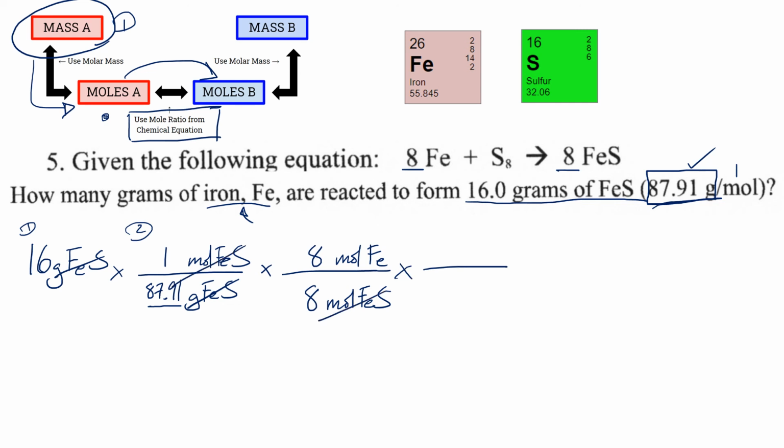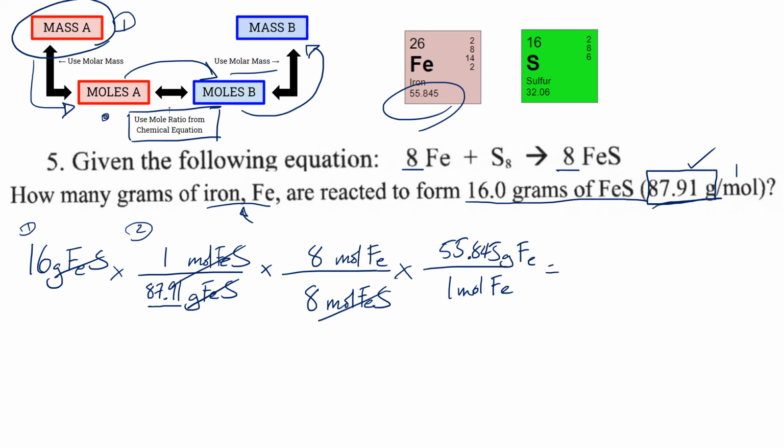Now I just need to convert from moles of iron up to the mass of iron. And again, we're going to use the molar mass. So here, 1 mole of iron weighs 55.845 grams of iron. Good.